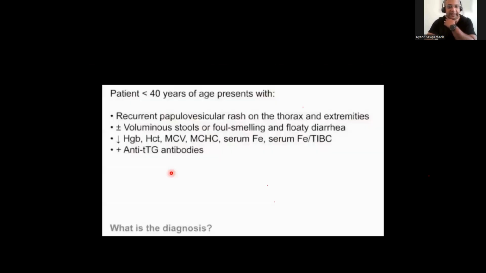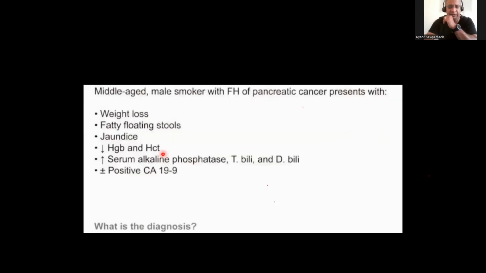Okay. Patient less than 40 years of age presents with recurrent papulovesicular rash on the thorax and extremities with voluminous, foul-smelling, floaty diarrhea, which is steatorrhea, with probably iron deficiency and anti-tissue transglutaminase antibodies positive. Okay, what's happening here, guys? This is celiac disease. Celiac disease, called gluten-sensitive enteropathy. Patients have a hypersensitivity reaction to gluten-containing foods: barley, rye, oats, wheat.